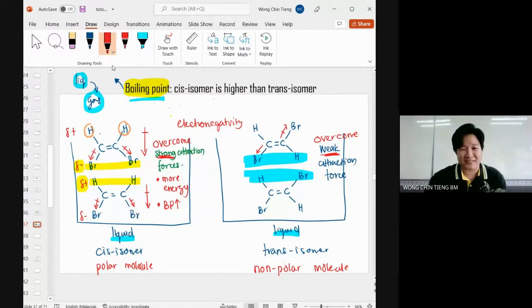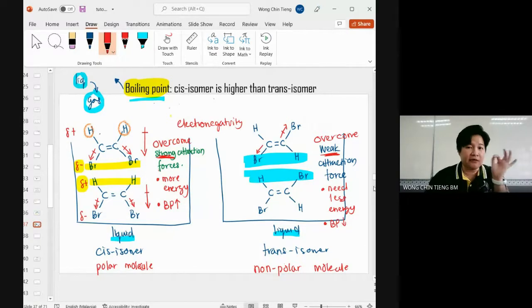So very weak attraction forces. So you only need very low, need less energy to overcome. Therefore, boiling point akan jadi rendah. Kamu letak atas api, sekejap je. Lepas tu dia akan mendidih. Dia akan jadi gas. Okay. Agree?